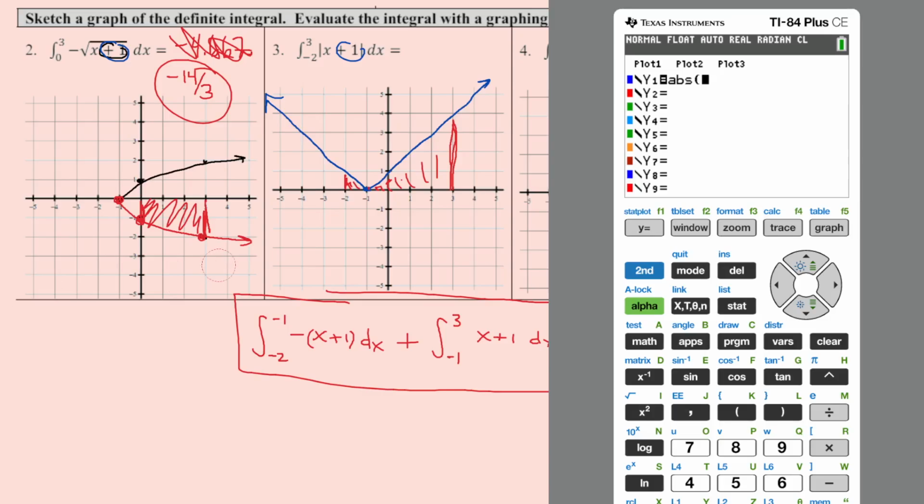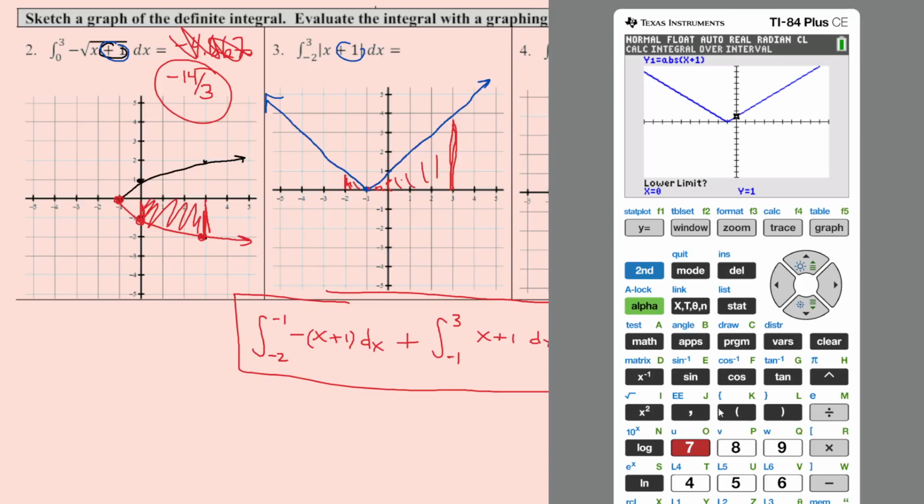Then just enter the function. So it's x plus 1. I don't even think we need to say graph. I think we can go straight to calc from here, choosing option 7. And our lower limit is -2, so type -2, and then type +3, and we should get that shaded area with an answer. 8.4999 is the answer they're giving.